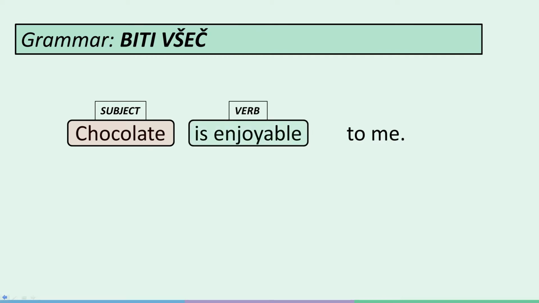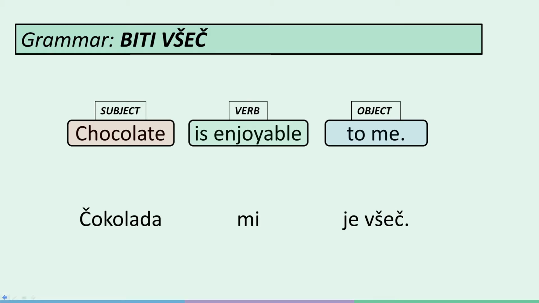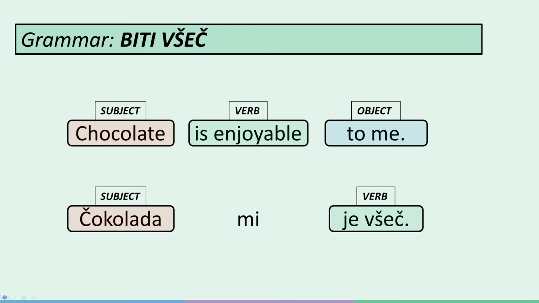Let's simplify things and say is enjoyable is the verb, and what was previously the subject, the I in I like chocolate, is now an object, to me. So basically the subject and object changed roles, right? Chocolate and I switched places. In Slovene, that's čokolada mi je všeč. Čokolada is the subject, je všeč is the verb, and mi is the object.